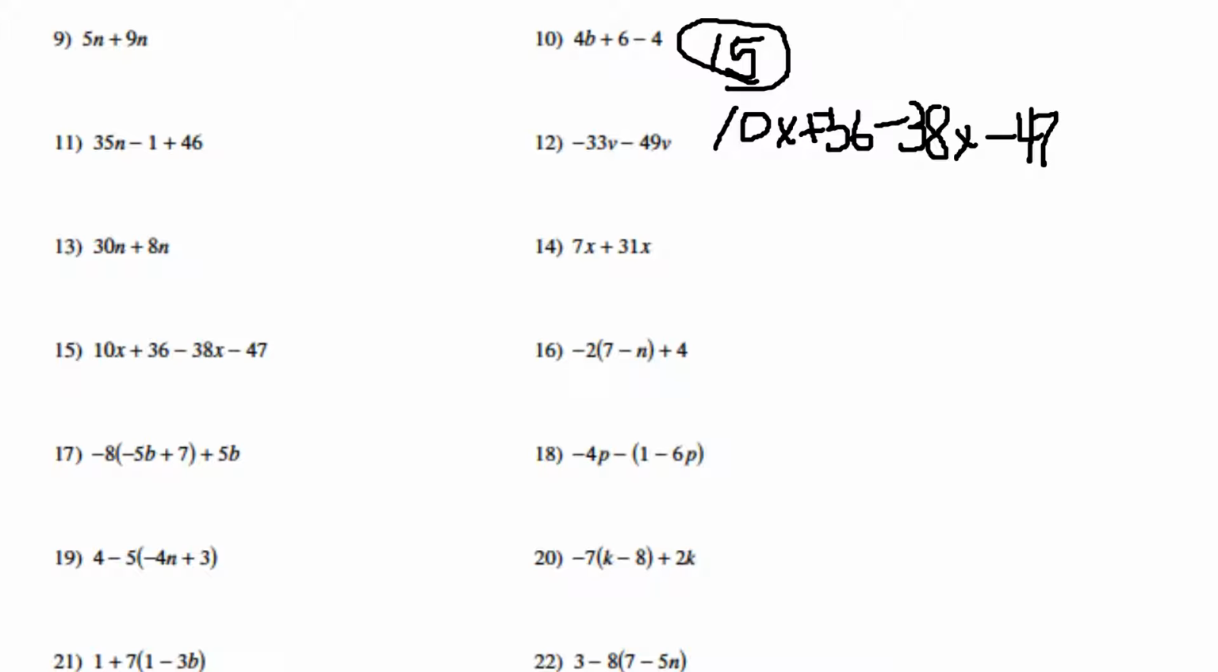Alright, now I'm going to use my commutative property so that I can have the same terms next to one another, so I'm going to have to change this subtraction problem to an addition problem so that I can use the commutative property. And then that's going to allow me to have this term and this term next to one another as well. So these are my like terms, 10x and 38x and 36 and 47.